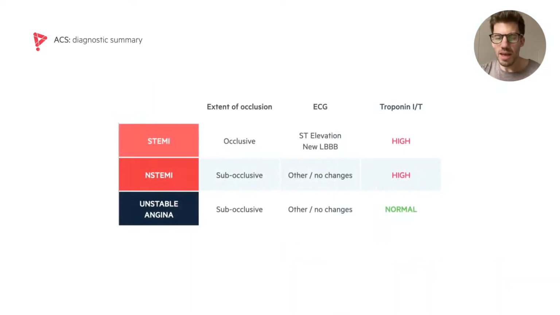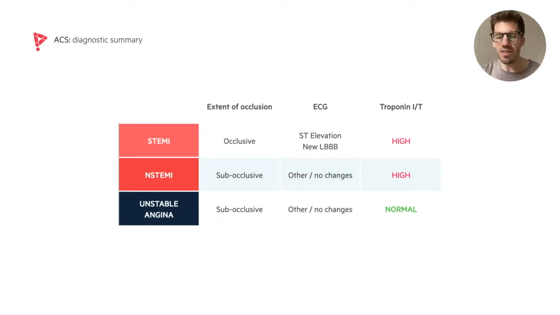So looking at STEMI, NSTEMI and unstable angina, we can do a diagnostic summary of the different features of them based on the extent of occlusion in the vessel, the ECG and troponin. So in a STEMI, there's total occlusion. We either have ST elevation or a new left bundle branch block, and the troponin is high.